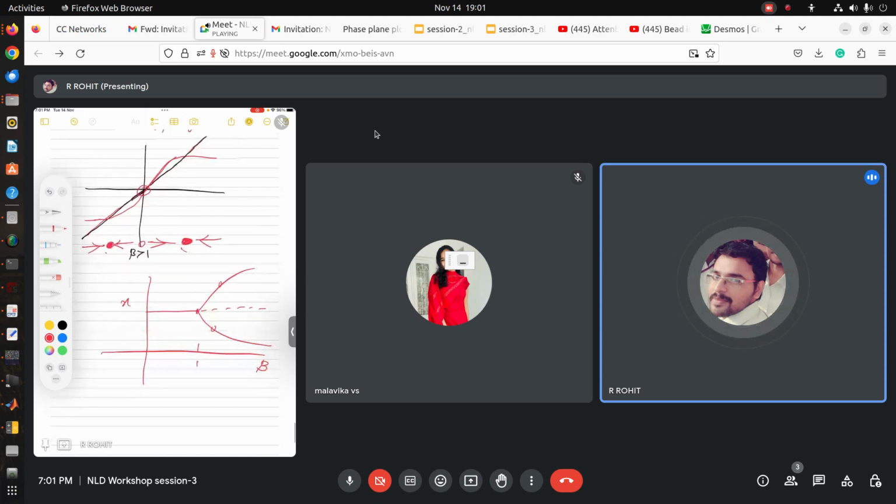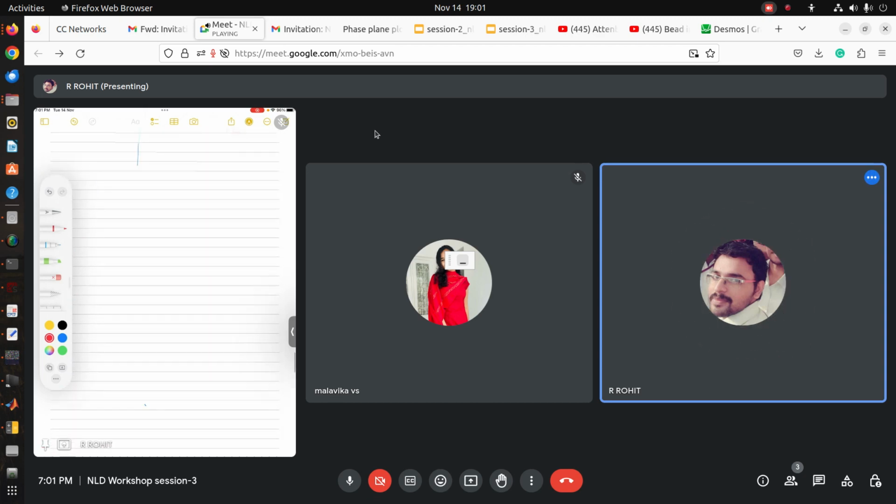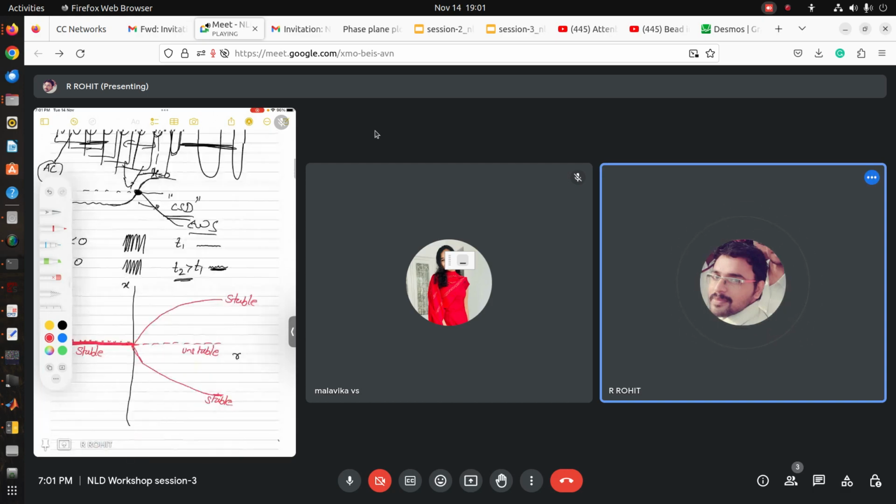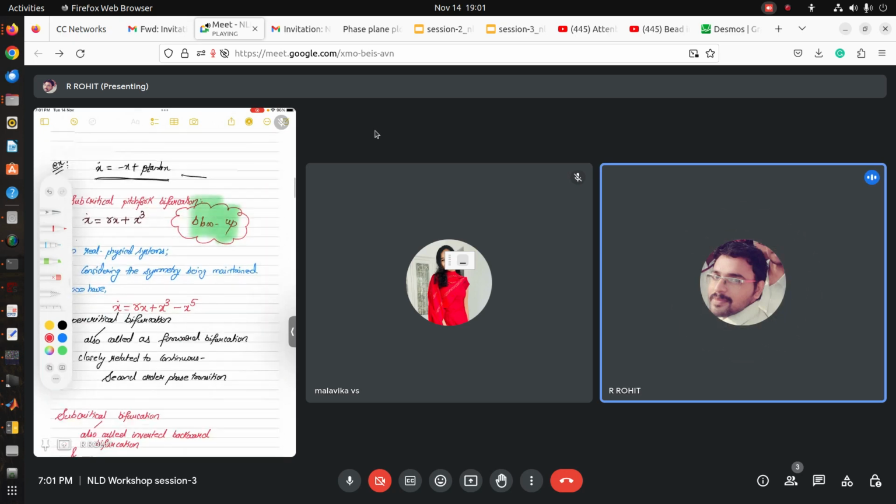So this is about the supercritical pitchfork. Why it is supercritical and subcritical, I will just mention once after I mention the subcritical region also.